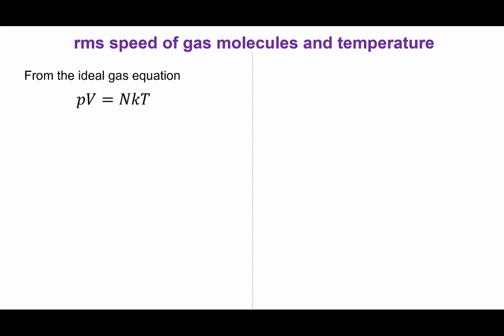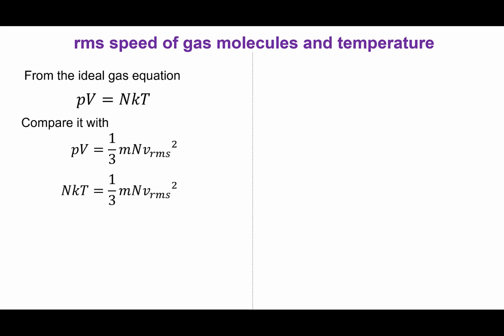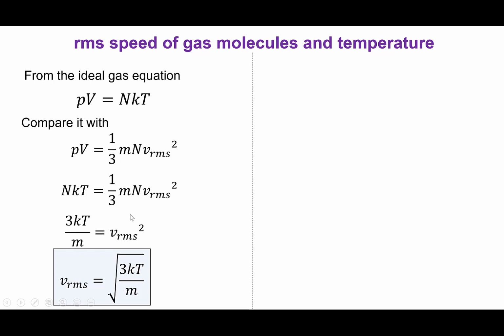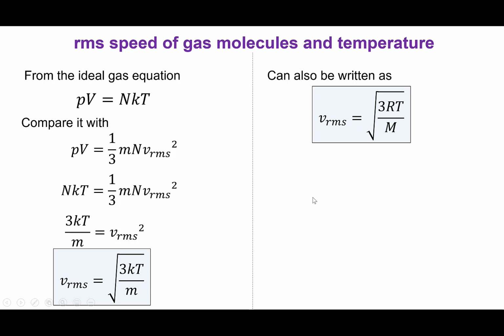From the ideal gas equation, PV equals NkT, we compare with PV equals 1 over 3 m N Vrms squared. NkT is equal to 1 over 3 m N Vrms squared. So we substitute, and we get 3kT over m equals Vrms squared. After we rearrange and simplify, we get Vrms equals the square root of 3kT over m. We can also write Vrms equals the square root of 3RT over M, where M is the molar mass.